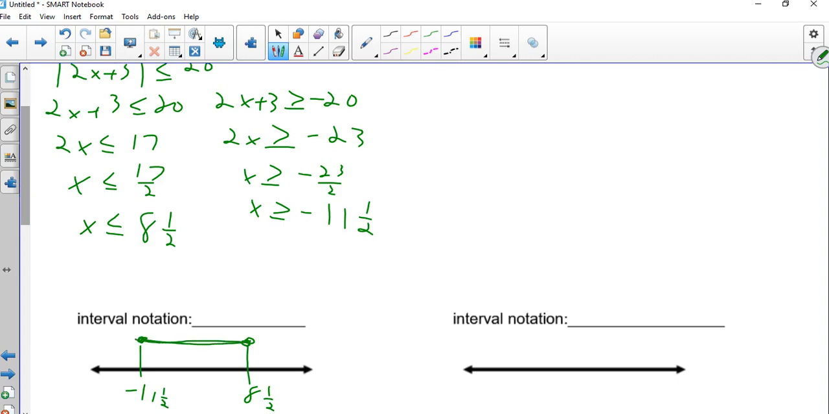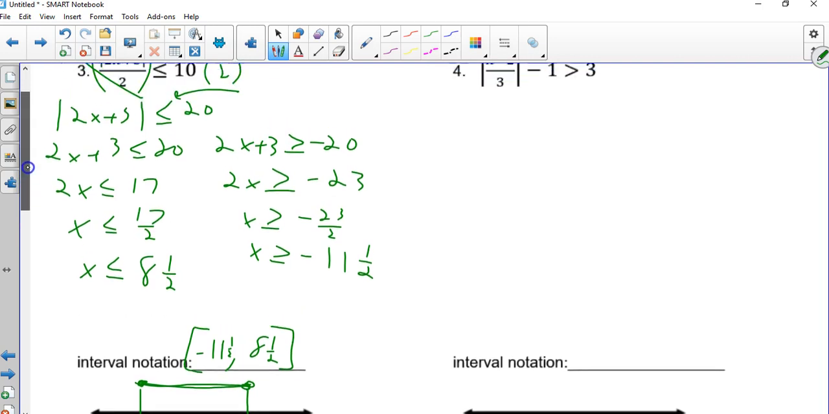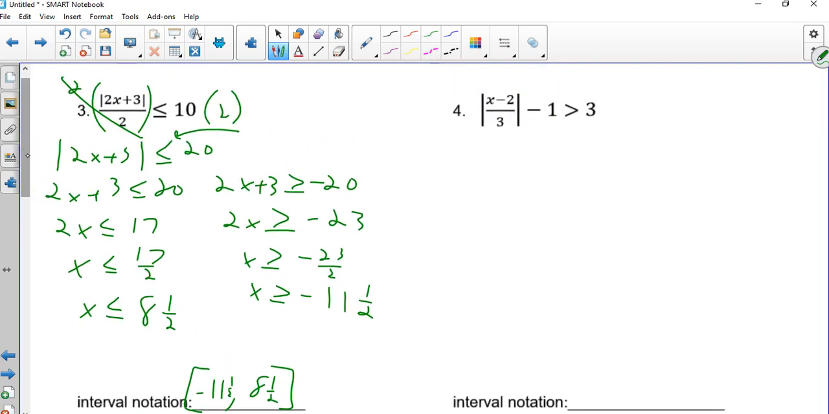Therefore, it is in between negative 11.5 and 8.5. Bracket, because it's less than or equal, greater than or equal. Number 4, minus 1. We need to get rid of that. The absolute value of x minus 2 over 3 is greater than 4.